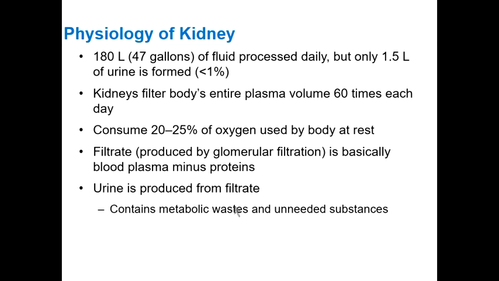Urine is produced from the filtrate, and that's what we're going to do in the next part of this chapter. The urine contains the metabolic wastes from metabolism. Any unneeded substance is contained in the urine as well. But again, that's not the filtrate, it's processed filtrate.